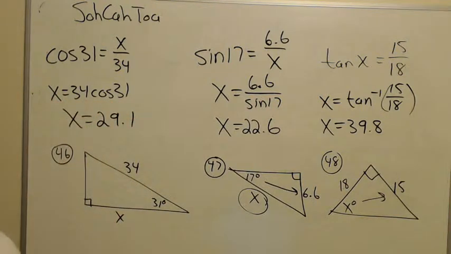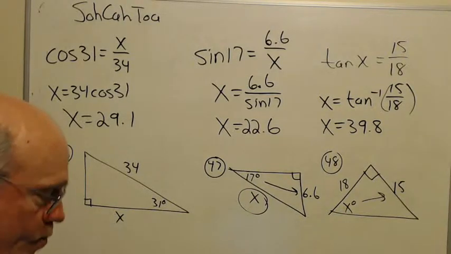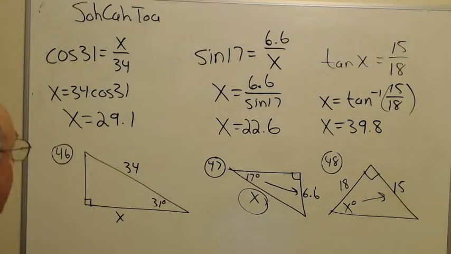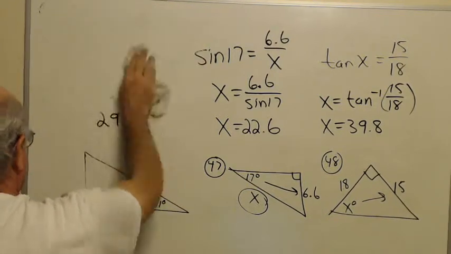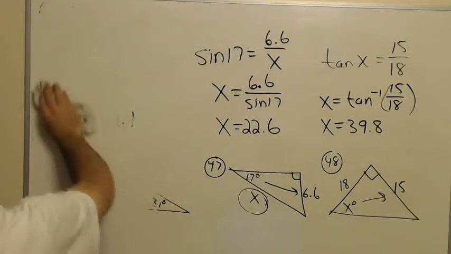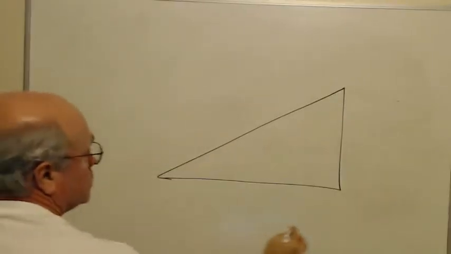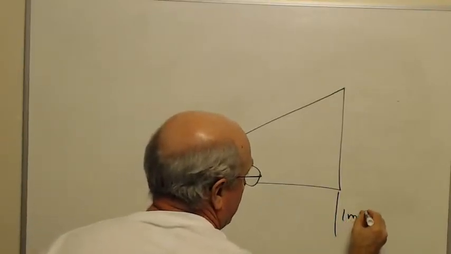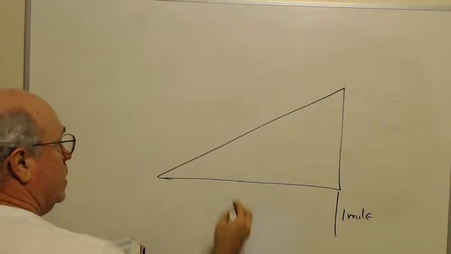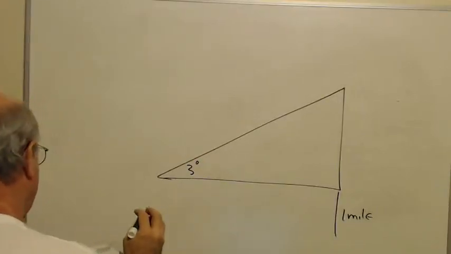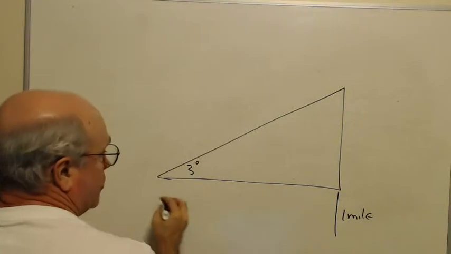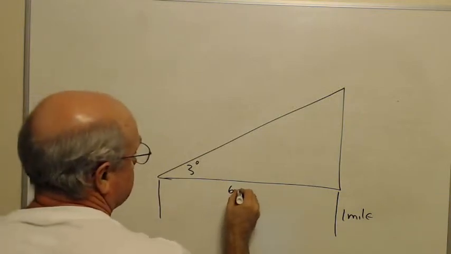The last of your homework problems was a word problem involving an airplane. And it said a plane is 1 mile above sea level when it begins to climb. So it's a mile up to begin with. It ascends at a 3-degree angle. It starts to climb for the next 60 miles.